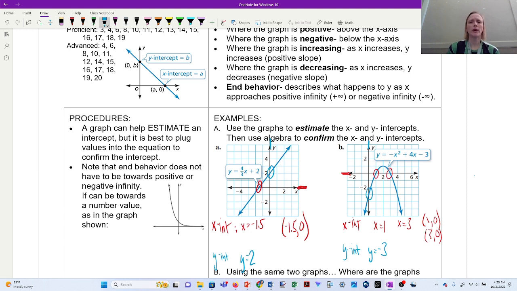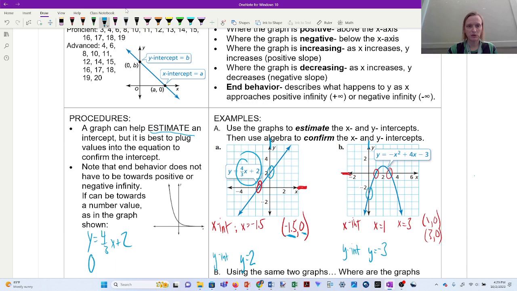I mentioned earlier that there's a way to go back and check to see if we've actually read the graph correctly, because a graph can help us estimate an intercept, but it's good practice to go back and plug the values into the equation to confirm the intercept. So that's what I'm going to do here. I'm going to go back to the original equation, y equals 4/3 x plus 2, and plug this value in for x and this value in for y. If this is truly a point on the graph, then when I plug in those values, I should get a true statement at the end.